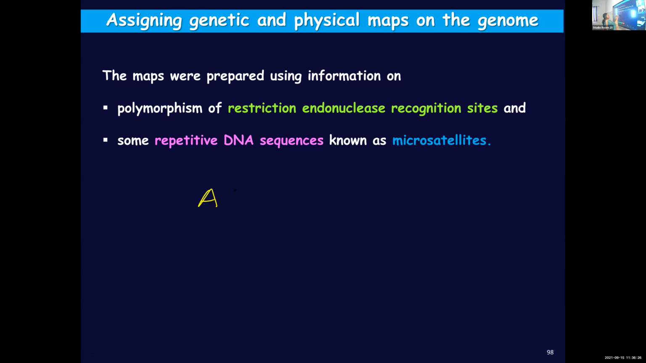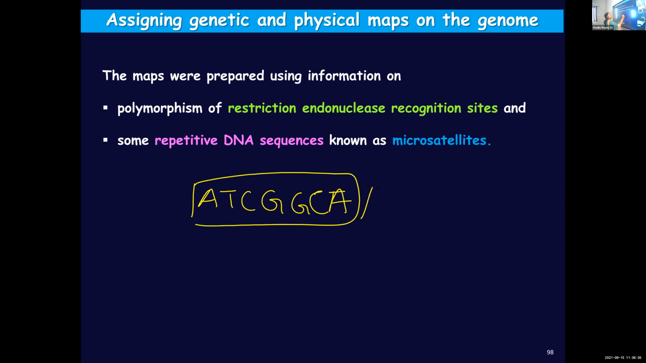So here A, T, C, G, G, C, A. Maybe this is the particular sequence. This can get repeated again: A, T, C, G, G, C, A.